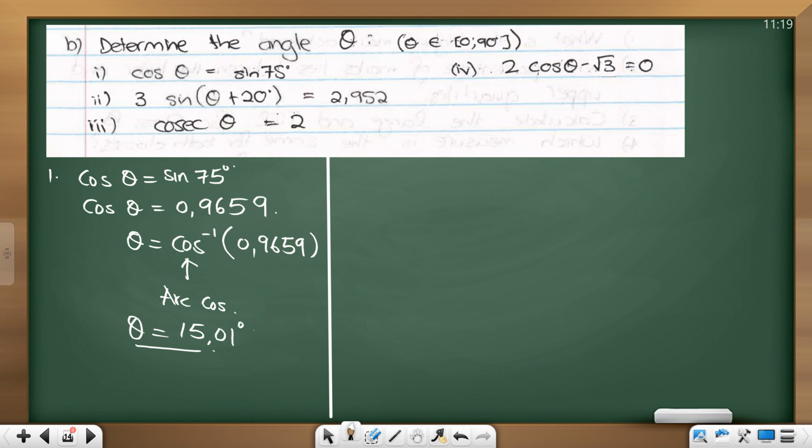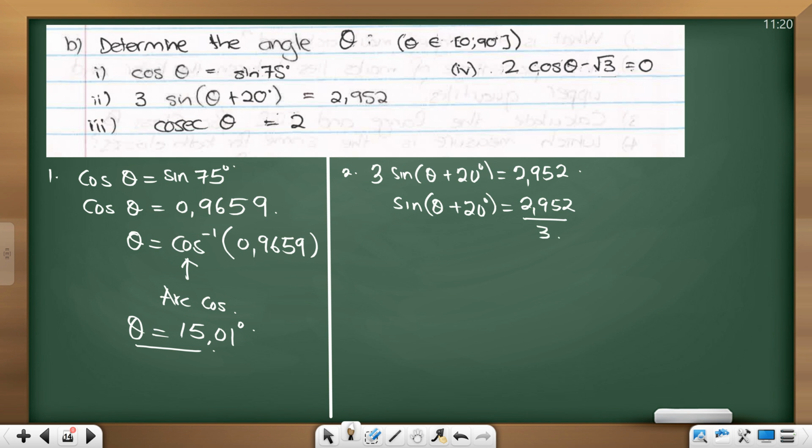Hey, you're not going to blame me when you get it wrong, though. Okay. Number 2. What do we have? 3 sine theta plus 20 degrees equals to what? 2,952. What do we do first? By doing what? So what are we going to have? Sine of this angle is equal to what? 2,952.